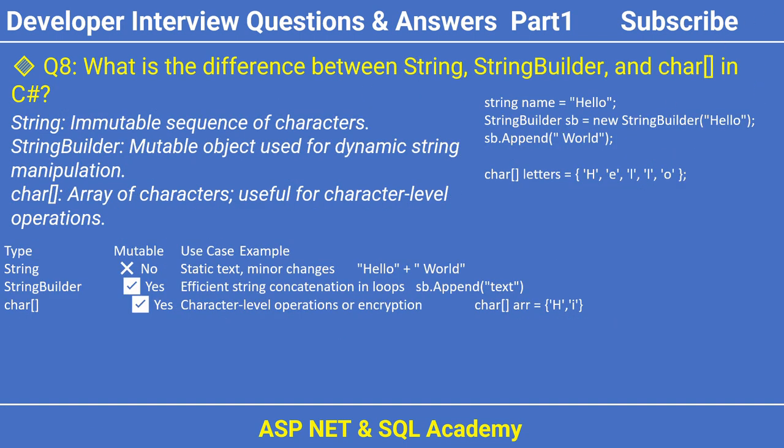In C sharp, string is immutable, meaning any change creates a new string in memory. That's why for heavy string operations like building text in loops, you should use string builder, which is mutable and efficient. A char is an array of characters, handy when you need to access or manipulate individual letters.